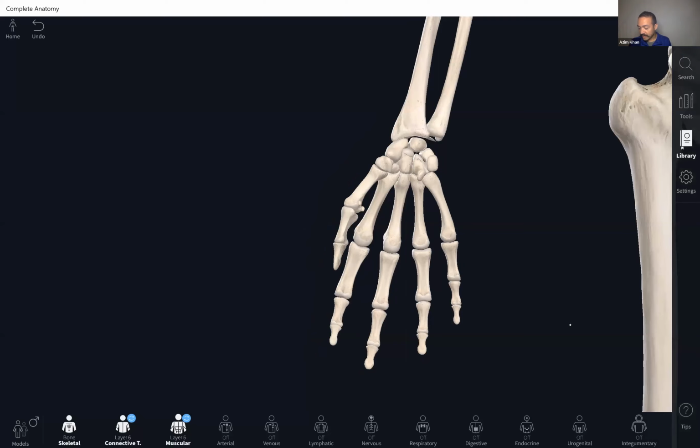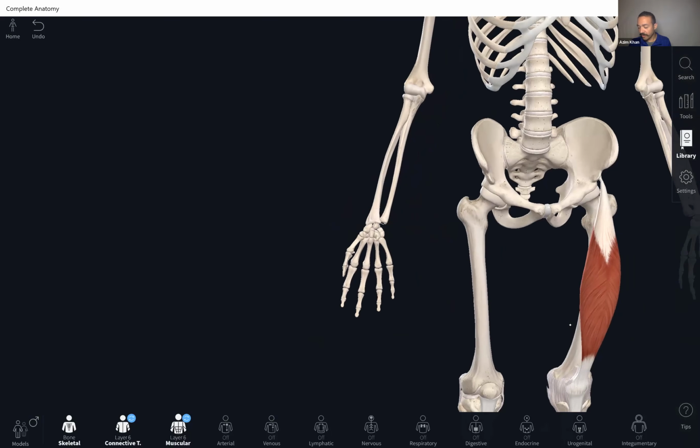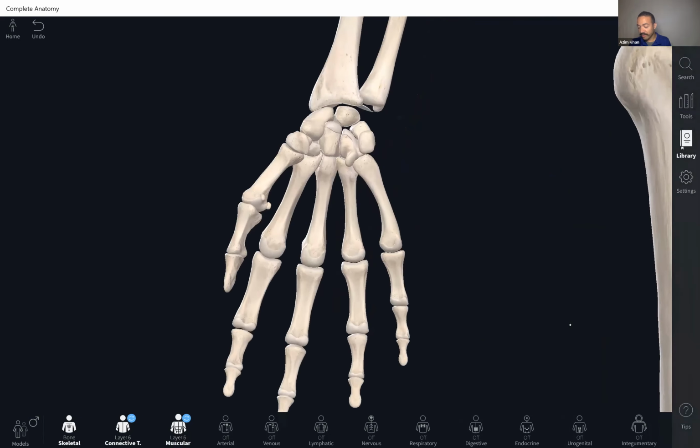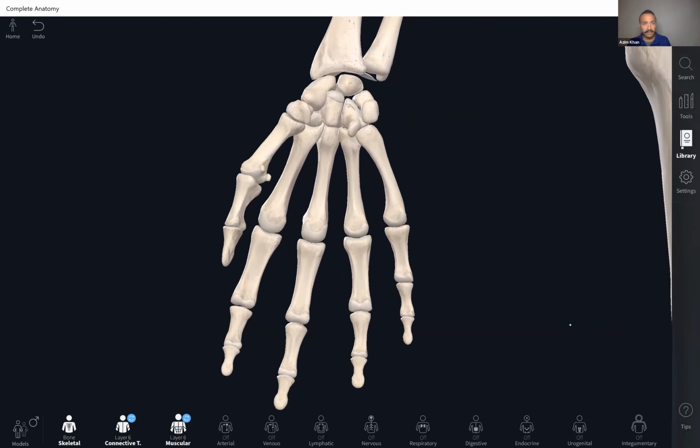We are looking at anterior view, right side this time. Let's go over the fingers and metacarpals first, and then we'll go back up to the carpals because those are a little trickier. Over here, we have our metacarpals. Metacarpal 1, metacarpal 2, metacarpal 3, metacarpal 4, metacarpal 5.